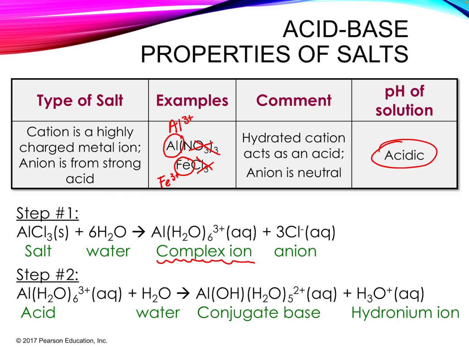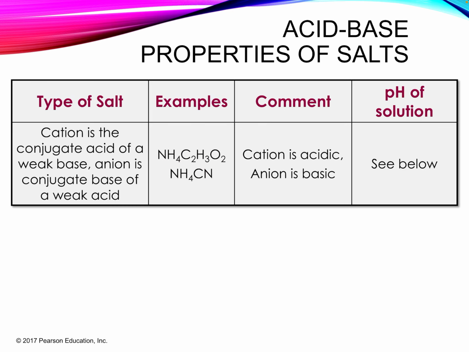And then that complex ion can act as an acid by ionizing water, right? It will donate one of its hydrogens to the water, and it will form the conjugate base and the hydronium ion. Since we have hydronium ion, that's acidic.